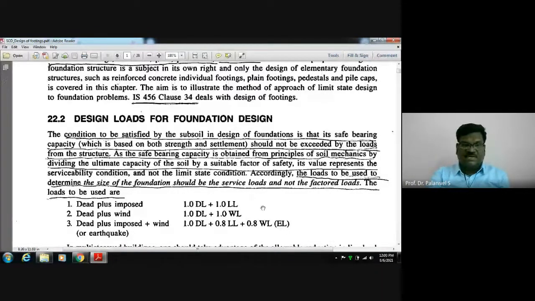Accordingly, it is given: if dead load and imposed load are considered, take one time dead load and one time imposed load. That is the service load, the characteristic load.